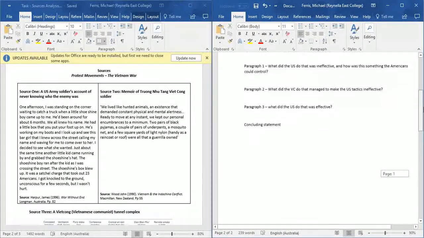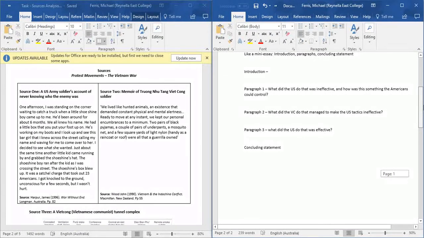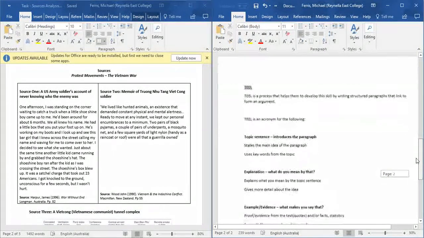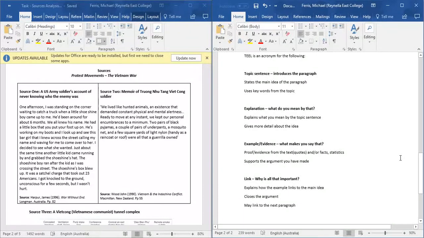I've already given you some ideas about what you might put in that paragraph, so you might use words from the question as part of your topic sentence. In that sentence, you're going to state the main idea of the paragraph, using keywords from the topic. Then the first E stands for explanation. What do you mean by that? You need to give a little bit more detail about the idea. You need to flesh it out a bit.